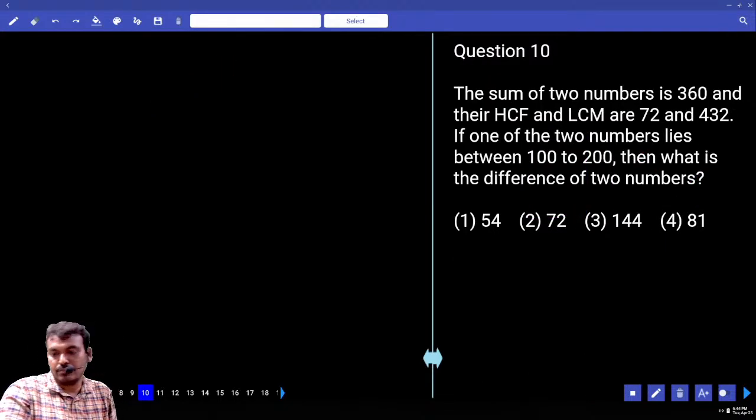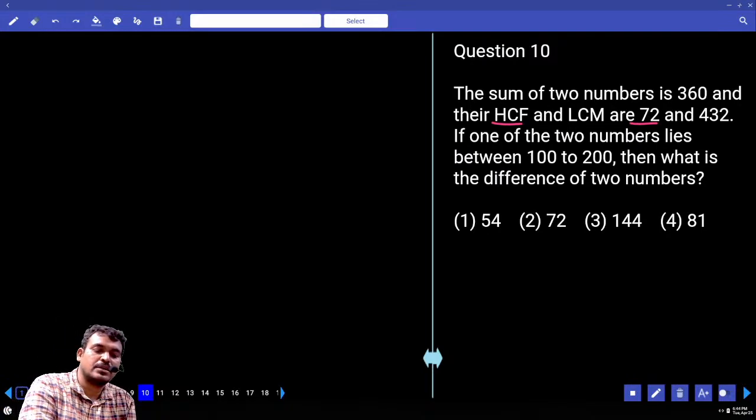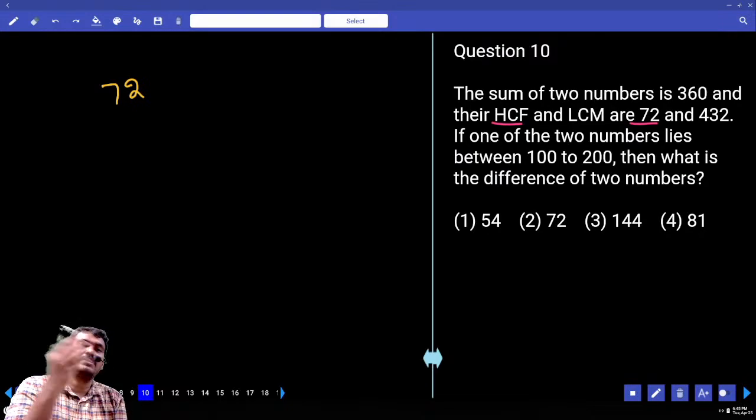The sum of the two numbers is how much? 360, and their HCF and LCM are 72 and 432. HCF is how much? 72 means both must be multiples of which one? 72. Suppose the first number I consider 72. What is the 72 multiple?